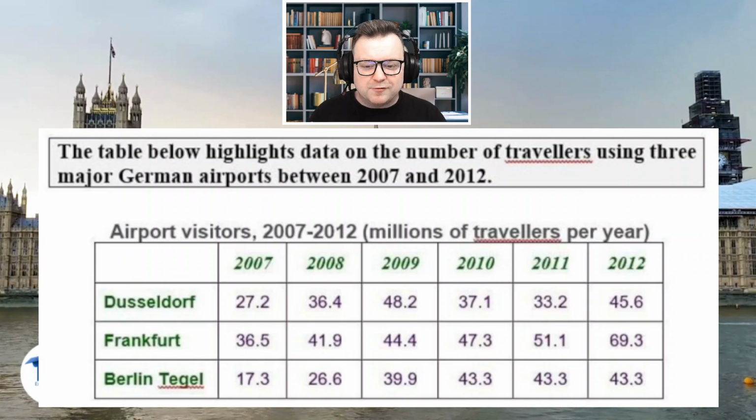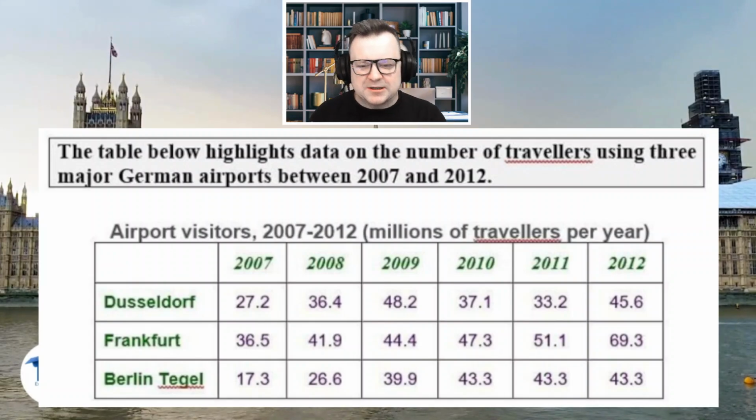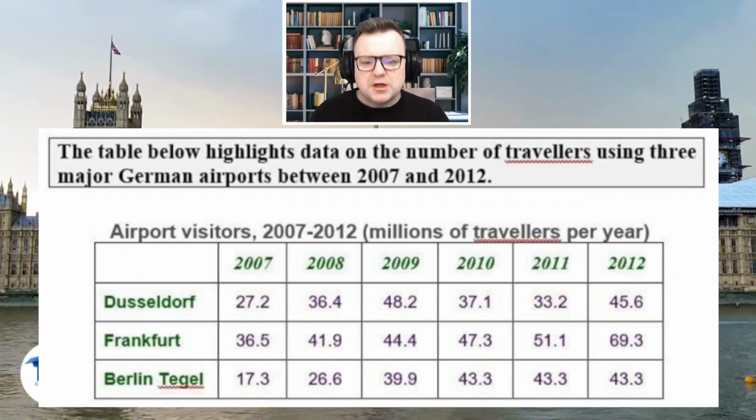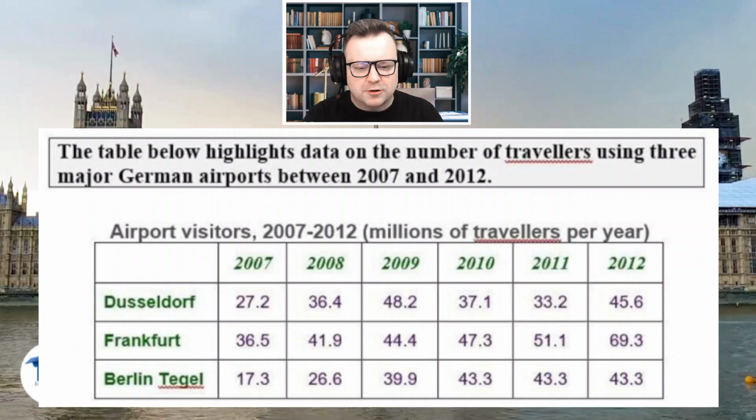Then body paragraph 1, I'd give more details on Frankfurt, statistical information, specific details, and then body paragraph 2, I would go into the data comparing Dusseldorf and Berlin. So that's how I would structure it with this 4-paragraph approach, because I know in 2024 everybody loves the 4-paragraph approach. Let's see if that's what we get from our candidate.